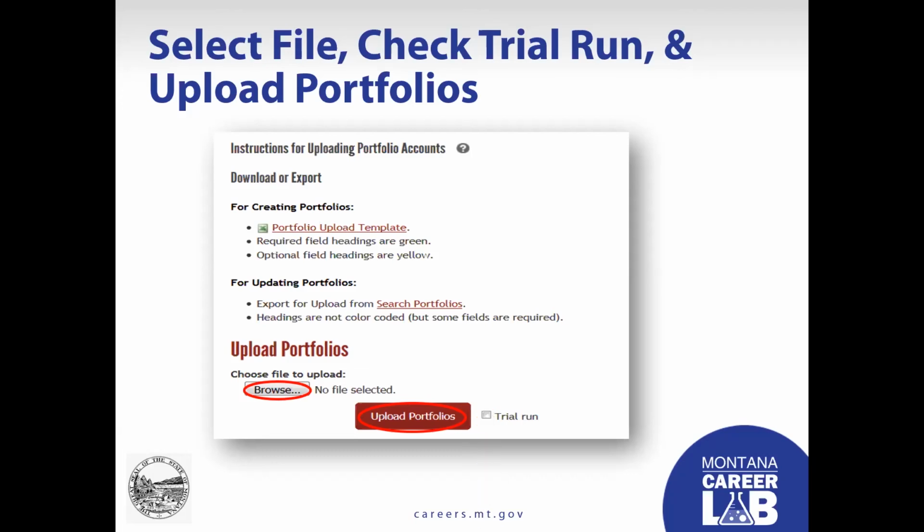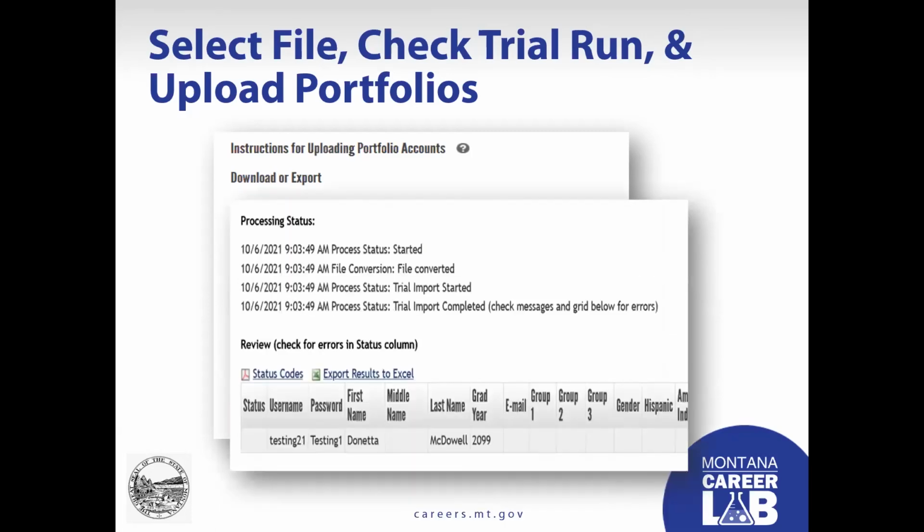You're going to uncheck the trial run button and upload it for real this time. Okay. If you do have errors, this is what it's going to look like. So it's going to go through the processing stage, and then at the end of that processing, it's going to say that it was completed, and nothing's red. So that's good. It means there's no errors.